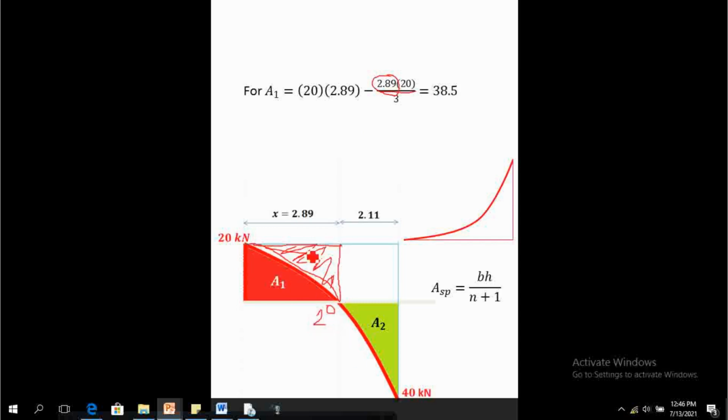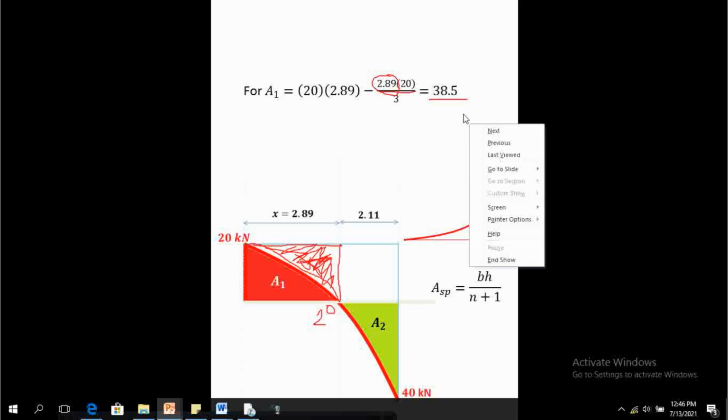Okay, this is a 2-degree curve. So, 2 plus 1 is 3. Hindi ito yung kailangan kong area. Yung kailangan kong area, itong area 1. So, ang ginawa ko dito, itong rectangle na to, 20 times 2.89 minus the area of this spandrel. So, the value of my A1 is 38.5.